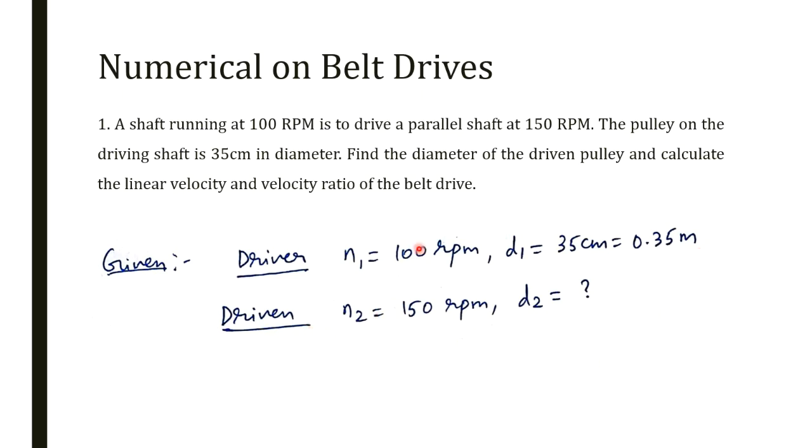And the driven pulley, the N2 value is 150. So it is driving at 150 rpm. And then D2 you do not know, you need to calculate. So how do you calculate D2? So you need to think about it.